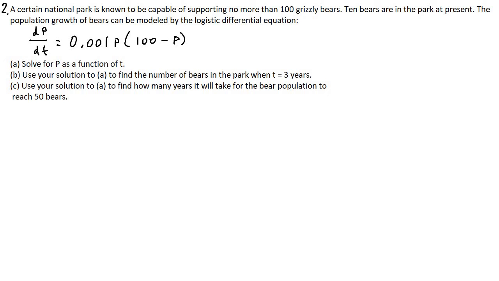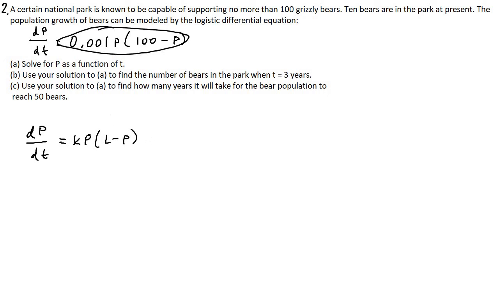Keep in mind that dp/dt and dy/dt are basically the same thing. P is usually used to represent population. So instead of dy/dt, I'll write dp/dt this time, and that's going to equal k times p times (L minus p). Notice this is in the form of our formula, so we can identify our values. k equals 0.001, or 1 over 1,000.